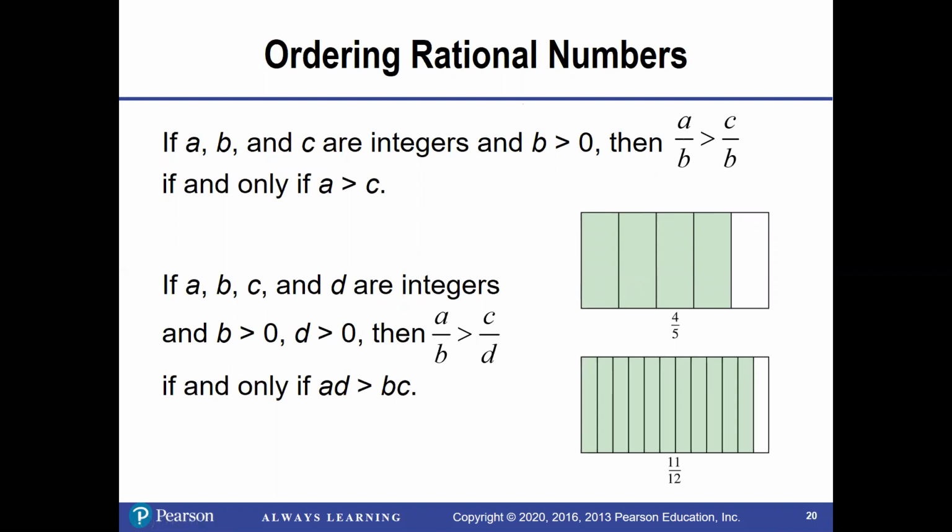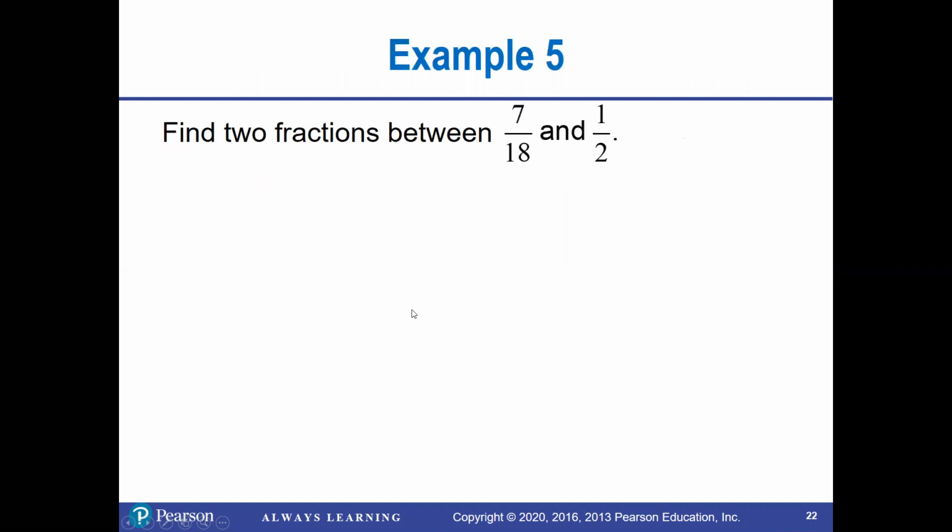Okay, now ordering. We're going to talk about ordering here a second. Let's kind of get to that. Find two fractions that are between 7/18 and 1/2. So easiest way to do that, okay, is by trying to get these guys the same fraction. Well, the easiest thing to do is make this into 18 by multiplying by 9.